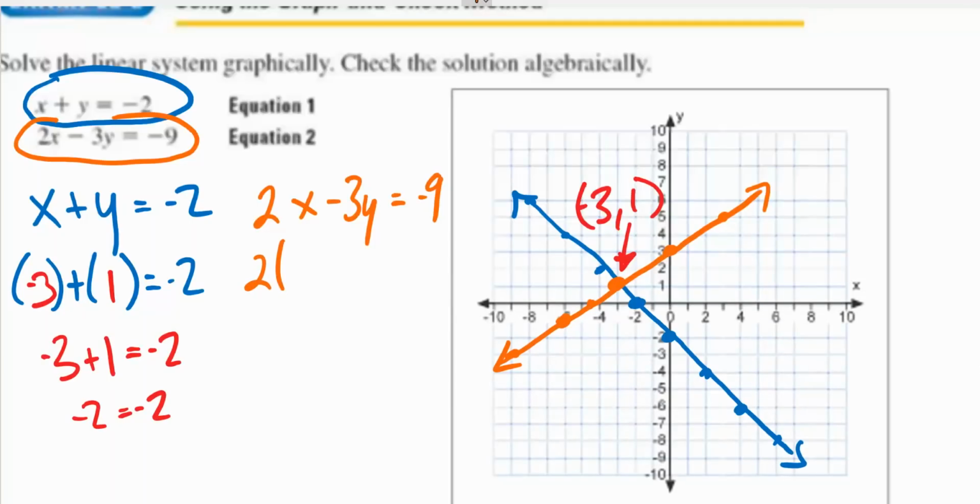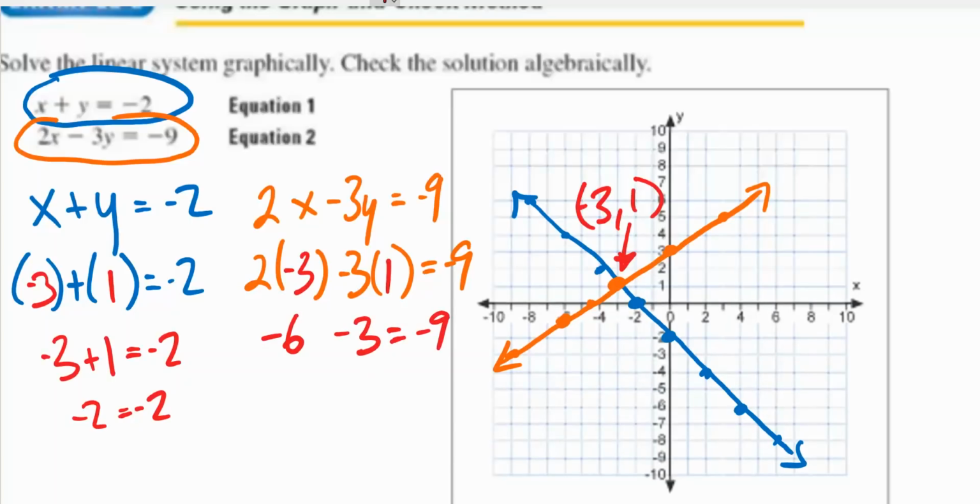For our orange equation, 2x minus 3y equals negative 9. Substituting in a negative 3 for x and a 1 for y, that's negative 6 minus 3 equals negative 9. And that's negative 9 equals negative 9. So that works.